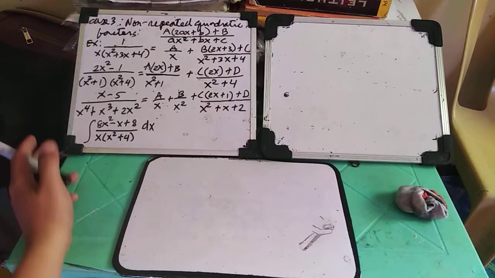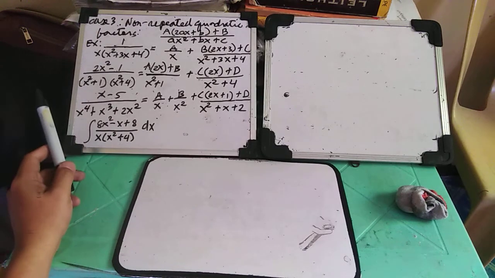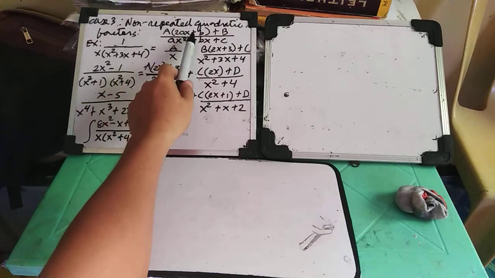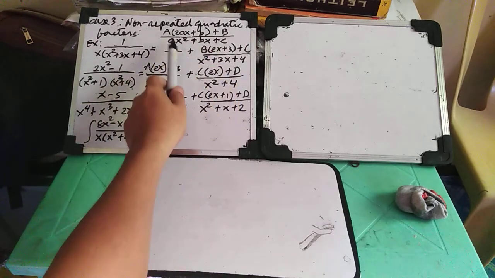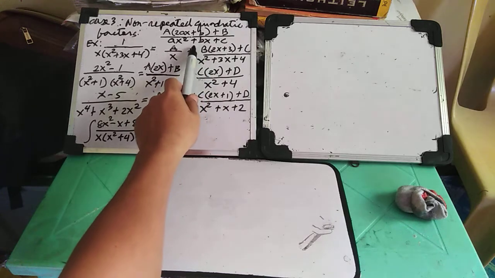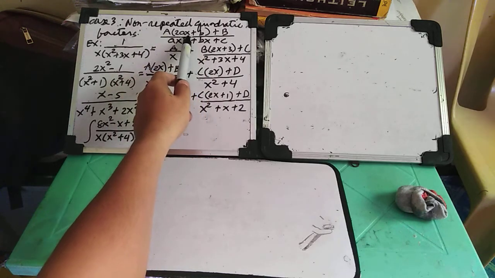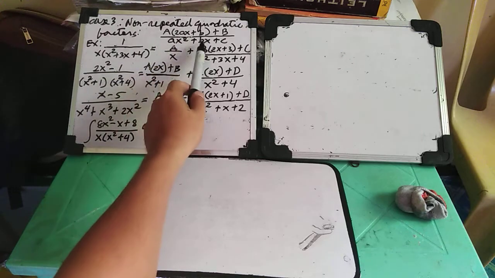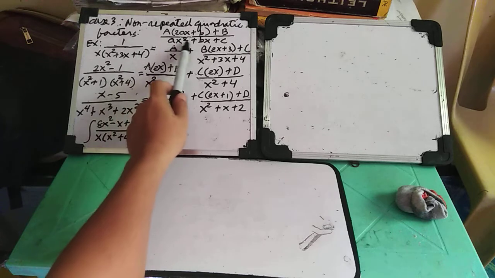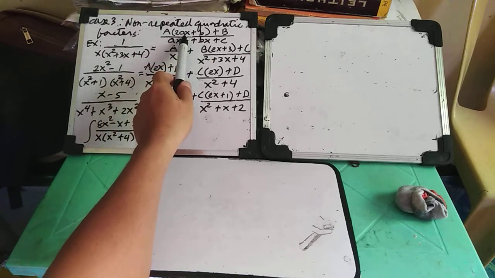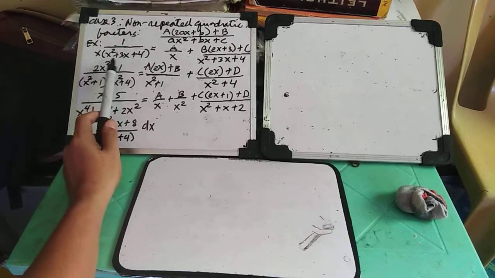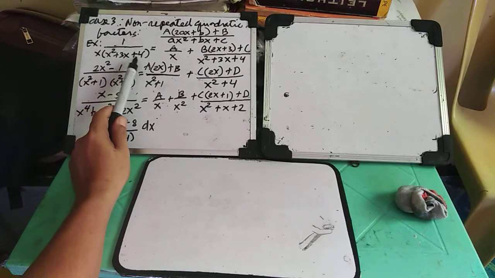We are now on case 3, non-repeated quadratic factors. Now we associate the partial fraction into A times 2ax plus b all over ax squared plus bx plus c, wherein the coefficient of the first term of the numerator is equal to the derivative of the quadratic factor, ax squared plus bx. So the derivative is 2ax plus b.